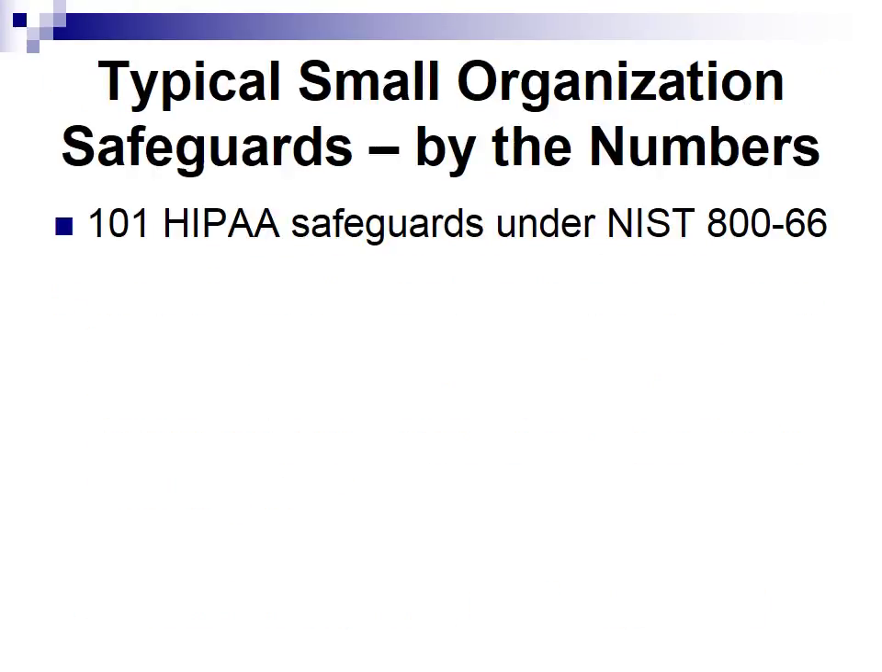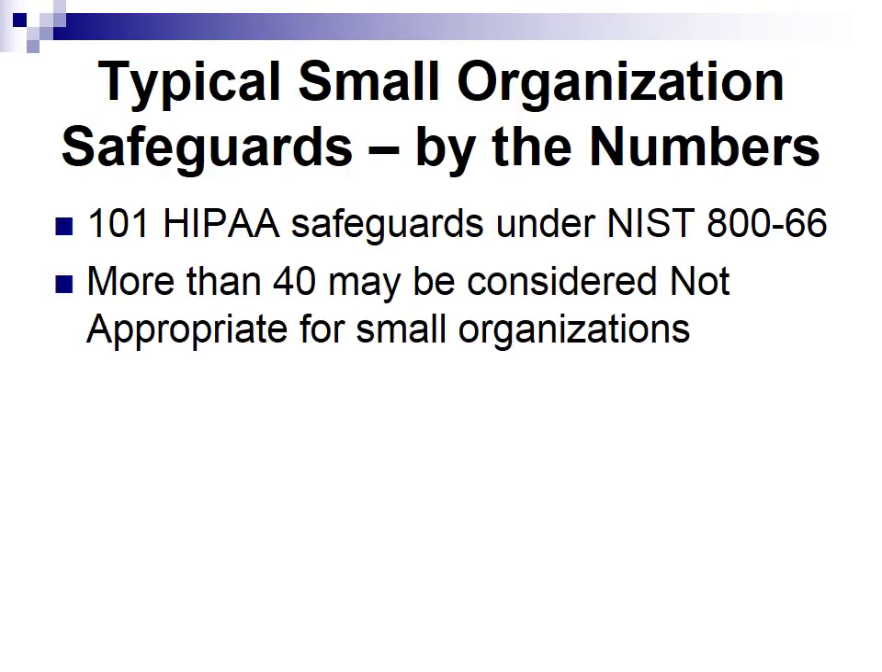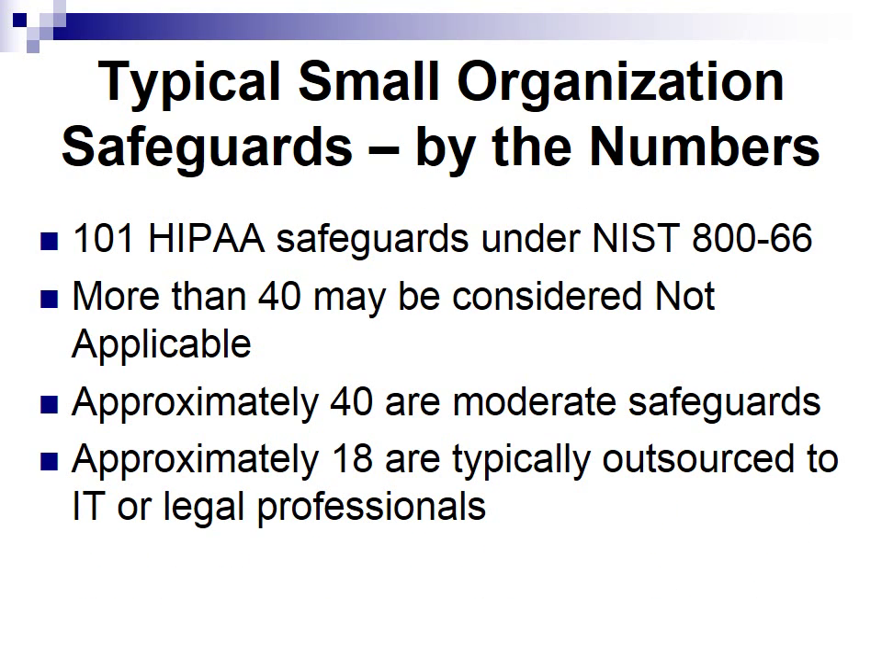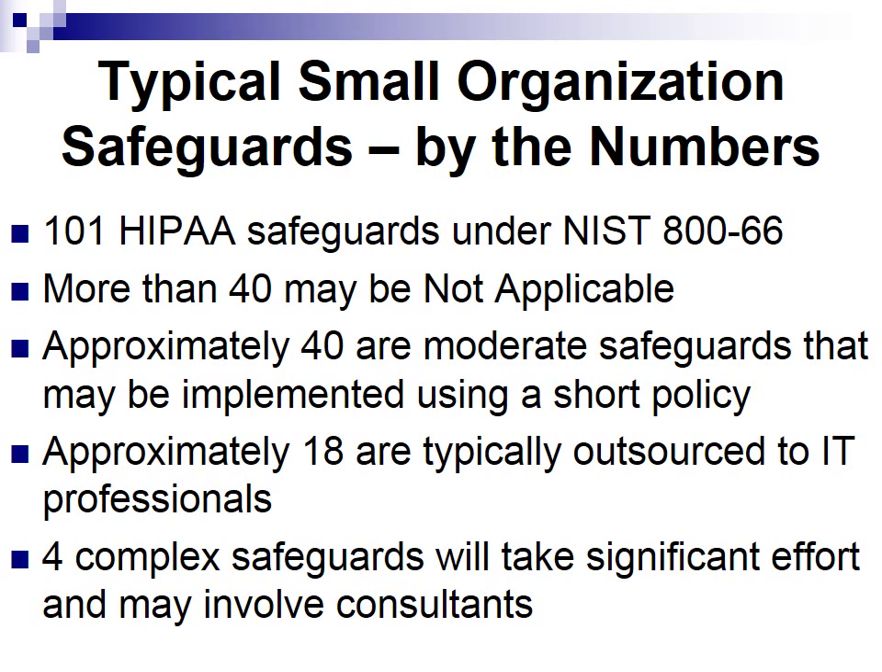Reviewing small organization safeguards, we begin with the 101 HIPAA safeguards that are present under NIST 800-66. More than 40 of these 101 safeguards may be considered not appropriate for very small organizations. Around 40 safeguards are moderately complex and may be implemented using a short policy or procedural document. Approximately 18 of these safeguards are typically outsourced to IT or legal professionals. This leaves only 4 major safeguards that will take significant effort and may involve consultants.